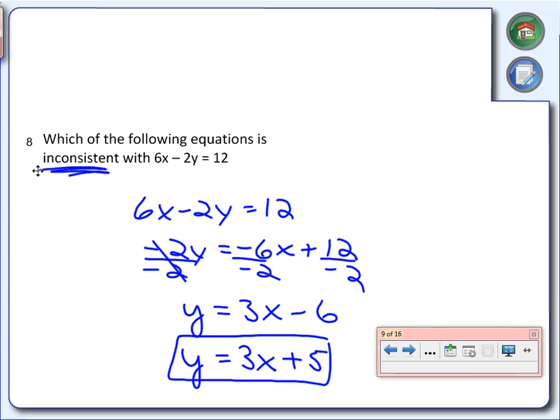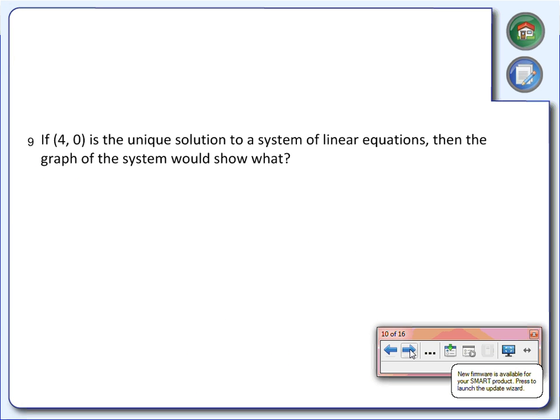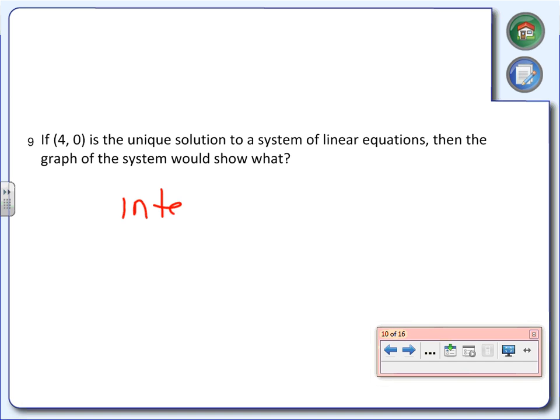All right, let's take a look at the next one. Number 9, it says if we have the ordered pair (4, 0) as a unique solution to the system of linear equations, then the graph of the system would show what? What is it going to look like? What kind of lines are we going to have if we have a unique solution? Intersect. The lines would intersect. That's what we would see on number 9.